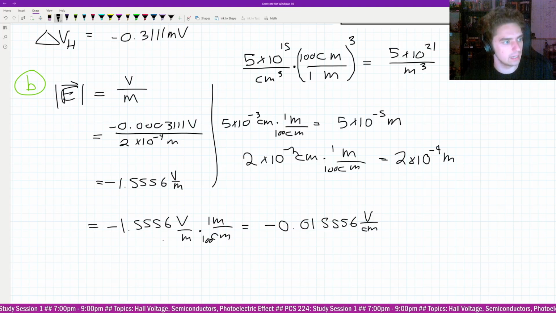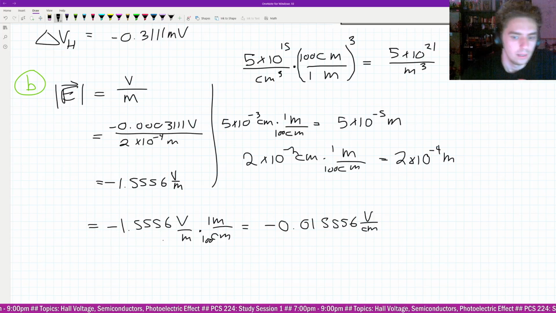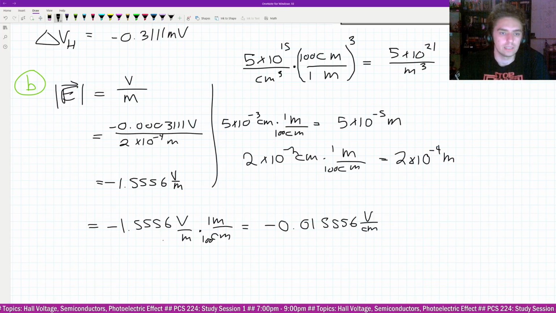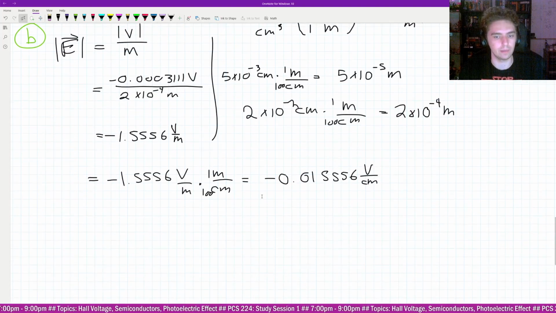Except the negative sign. So I guess you just take the absolute value of it, because it's the magnitude of the electric field. Yeah, the magnitude is already absolute. The magnitude is just positive. So I guess the actual formula is not that it's V over M, but it's the magnitude of V over M. So, yeah, there we go. So just remove these guys.